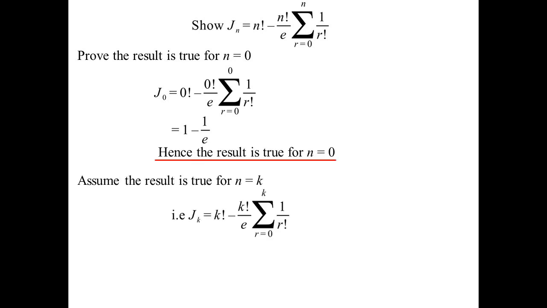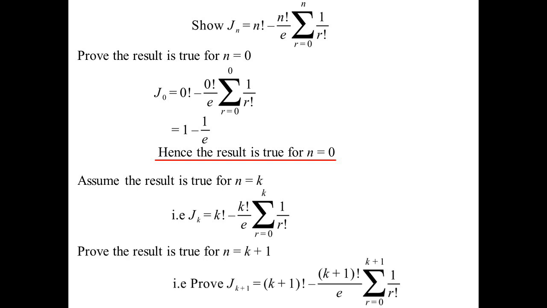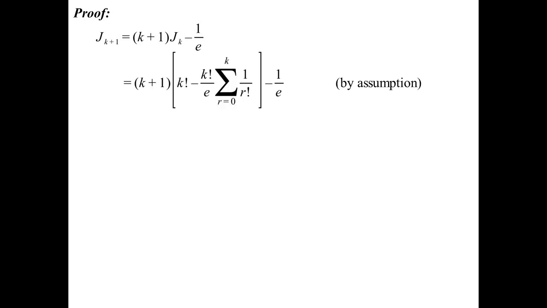I'll assume it's true for k. We now need to prove it true for k plus 1, so everywhere I see that k, I'm changing to k plus 1. This is what I have to now prove. We had an assumption, we assumed what Jk was, so plug that in. It's going to involve a little bit of nice manipulation.